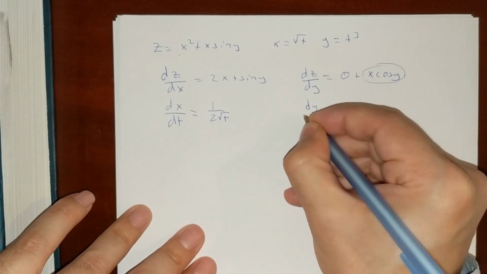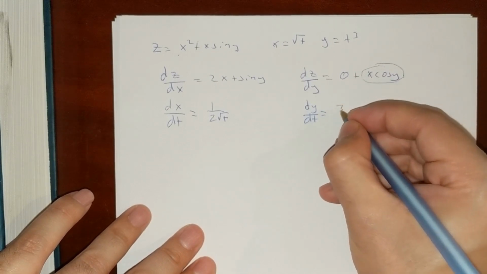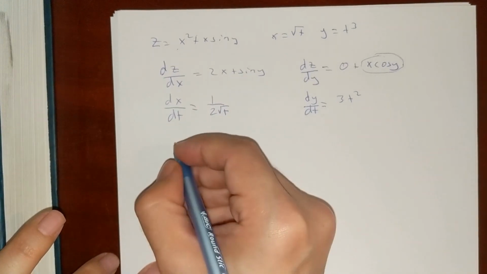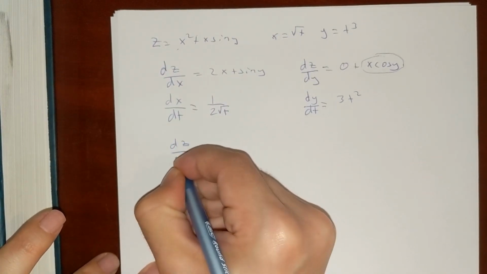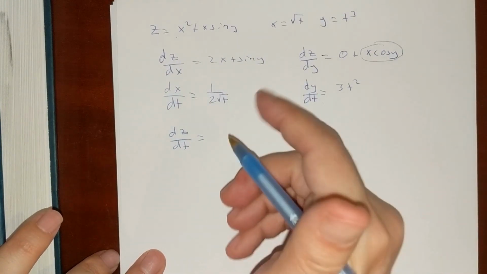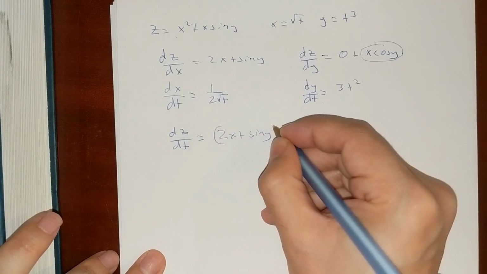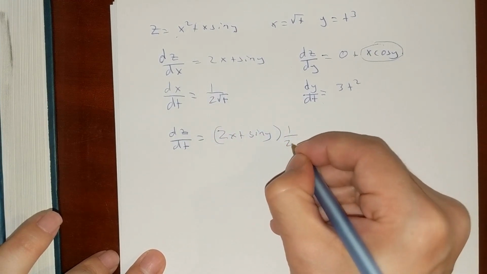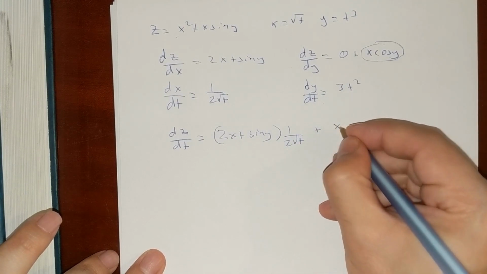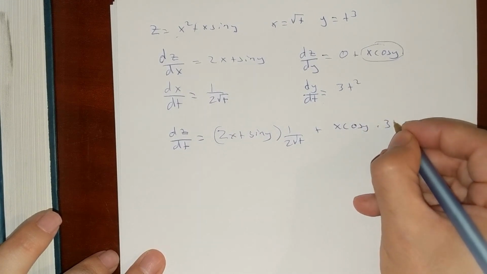Now let's calculate dy dt. dy dt is going to be just 3t squared. Simple polynomial, no problem. So if we put everything together, then we get dz dt is equal to dz dx, 2x plus sine y times, the whole thing times 1/2 square root t, plus dz dy, we have x cosine y times 3t squared.